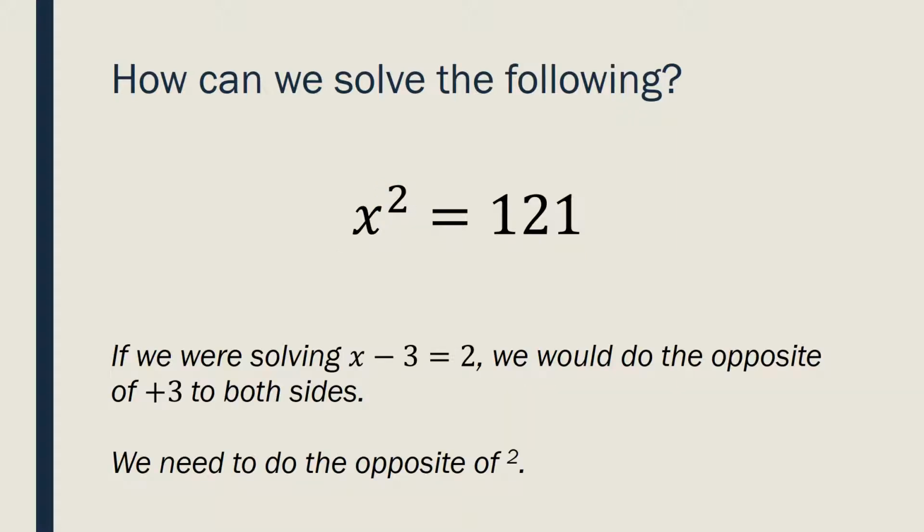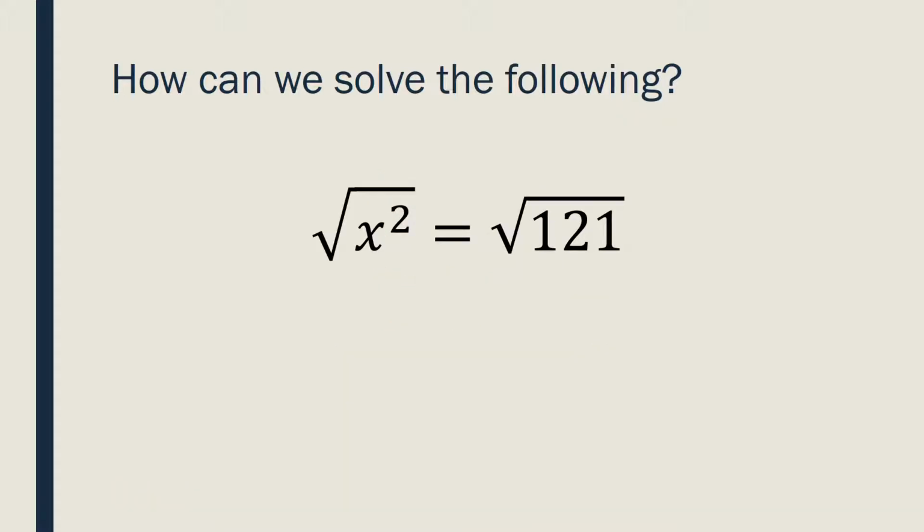One way you could think about it is that if we had this equation here, x minus 3 equals 2, the way we would find out what x equals is we would do the opposite of this minus 3. We'd add 3 to both sides. So in this case, where we've got x squared, we want to do the opposite of a square to work out that x equals something. And the opposite operation of a square is called the square root.